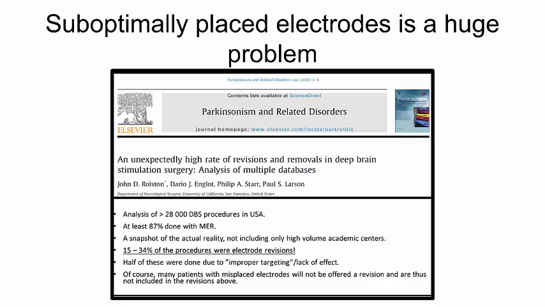In this recent study of more than 28,000 DBS procedures in the USA, up to 34% of the procedures were identified as electrode revisions, most often due to improper targeting and lack of effect. And this study is very important since it is a snapshot of the actual reality, not including only high-volume academic centers. Further, many patients with misplaced electrodes will of course not be offered a revision and are thus not included in the revisions above.